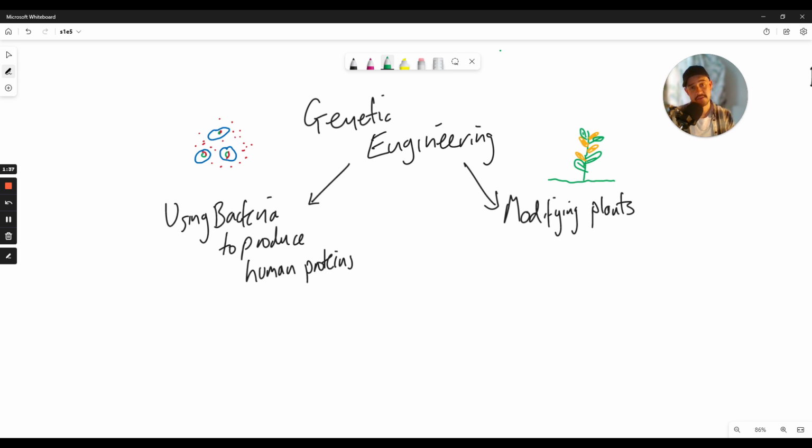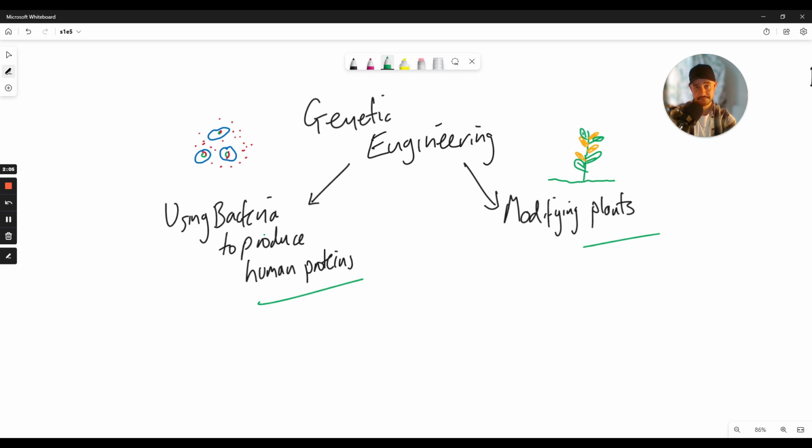Now, in today's episode, we are going to be focusing on using bacteria to produce human proteins. Okay, this process here. We will look at genetically modified plants in a future episode. In Unit 3, when we look at food production, we will touch on a little bit more detail as to why it is we might want to produce GM plants and the advantages and the disadvantages of using those. But for this episode, we're going to be looking at using bacteria to produce human proteins.